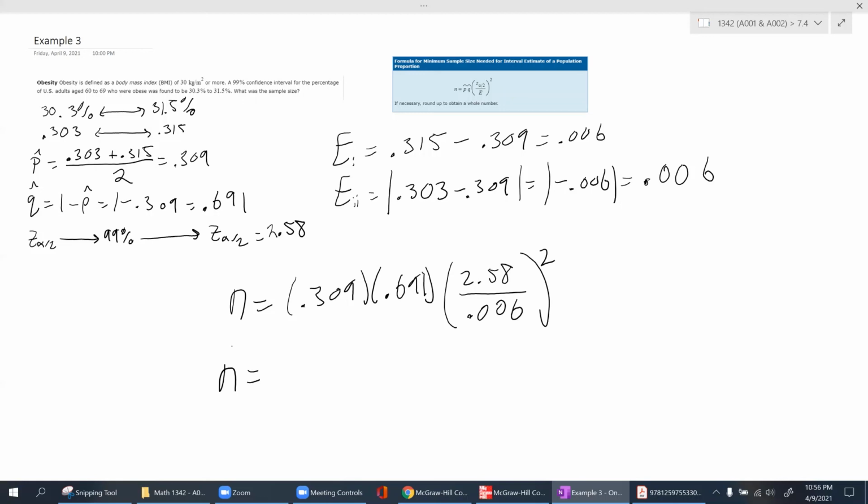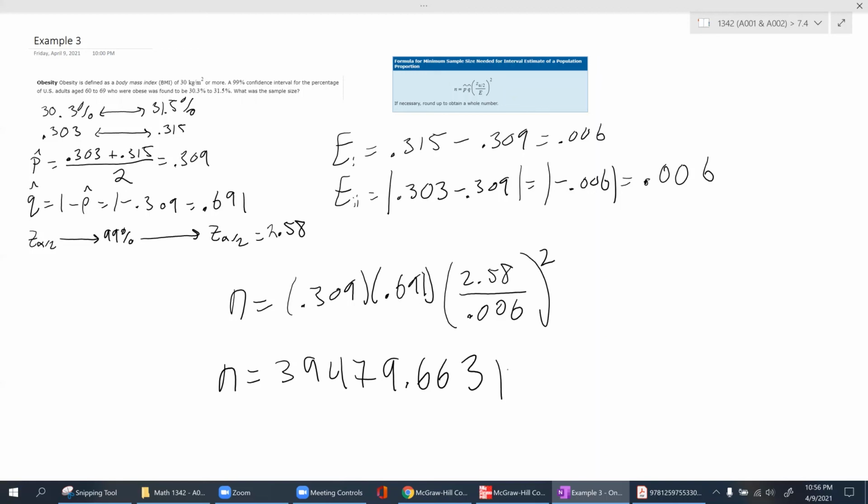Not square root: 2.58 divided by 0.006, squared. And I get here 39479.6631. And what did we say before? Do not forget, this is very, very important. You do not want to lose points for this. You always round up whenever we're dealing with n, your sample size.